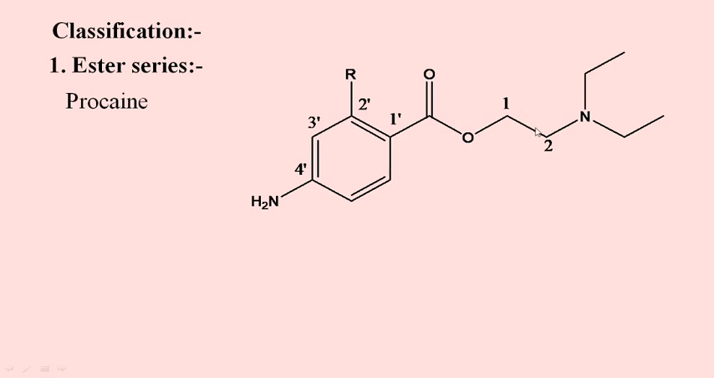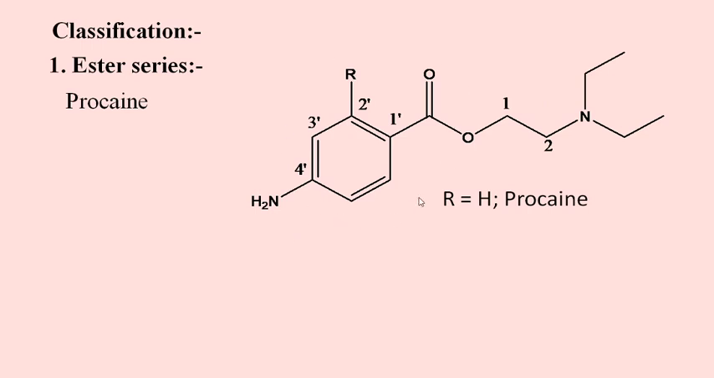The IUPAC name is 2-diethylaminoethyl 4-amino benzoate. This is ethyl, and at the fourth position there is an amino group, and as a whole this structure is called benzoate. There is one less hydrogen than benzoic acid. If R equals H, it is procaine. I think now its IUPAC name is clear to you: 2-diethylaminoethyl 4-amino benzoate.